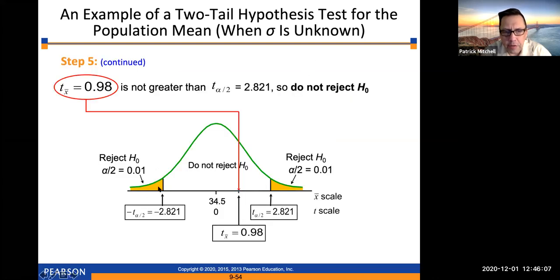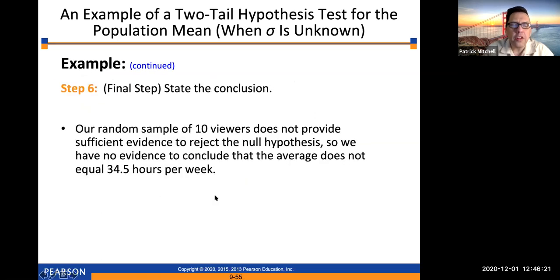All right, here it is. So you've got critical or rejection region down here. You've got rejection region up here. 0.98 is falling in the middle. Okay, so that means do not reject the null hypothesis. So our conclusion would be that the random sample of 10 viewers does not provide sufficient evidence to reject the null hypothesis. So we have no evidence to conclude that the average is not 34.5 hours per week.